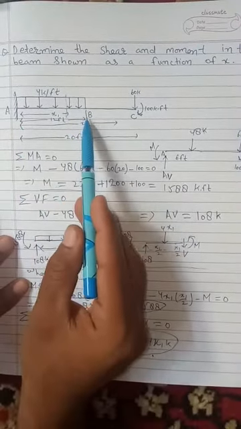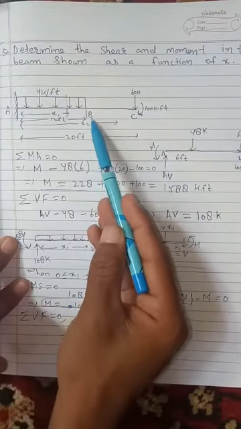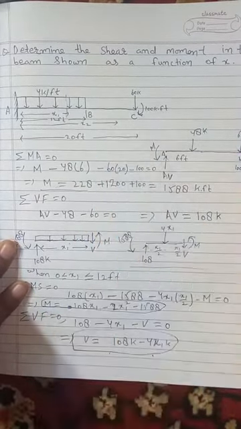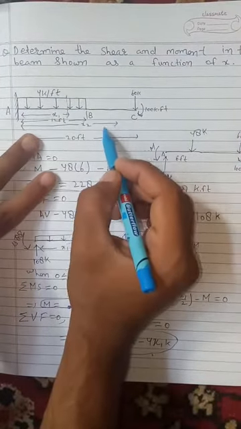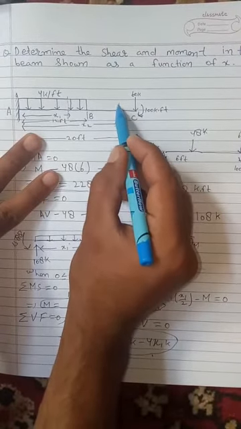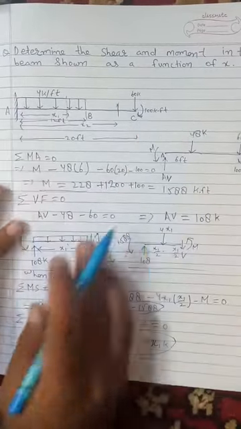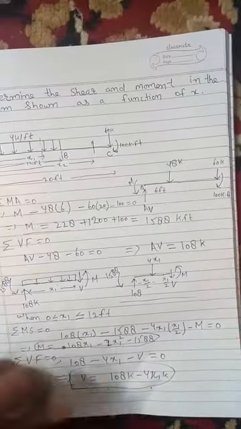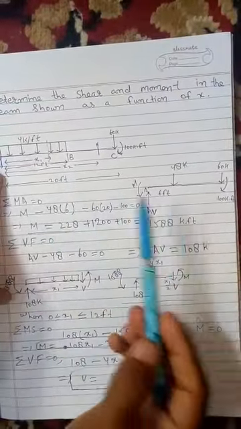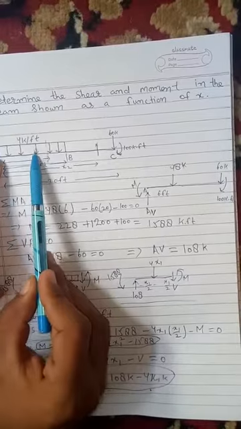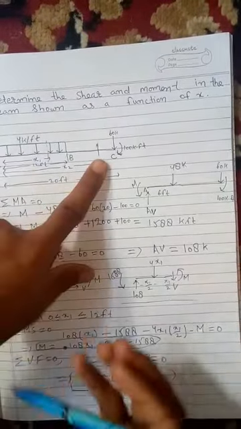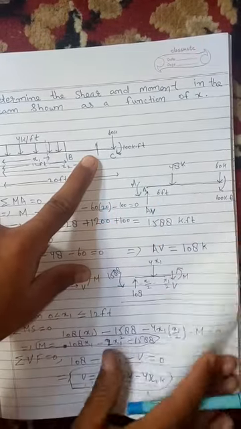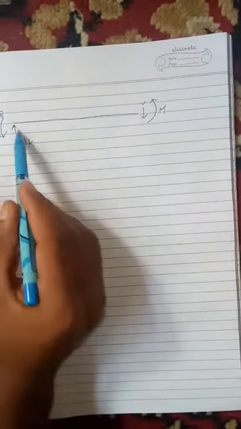Now we will find another function which will be valid from x equals 12 to 20 feet. So let me take another section here, and let me draw a free body diagram for this. When we draw the free body diagram, instead of this uniformly distributed load, I will write a point load, and this load will not come here because this is on the right side. So this is the free body diagram.